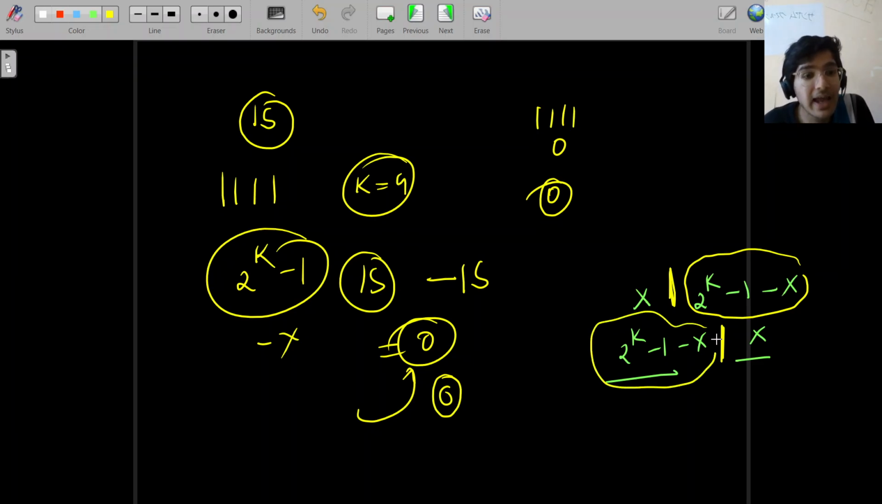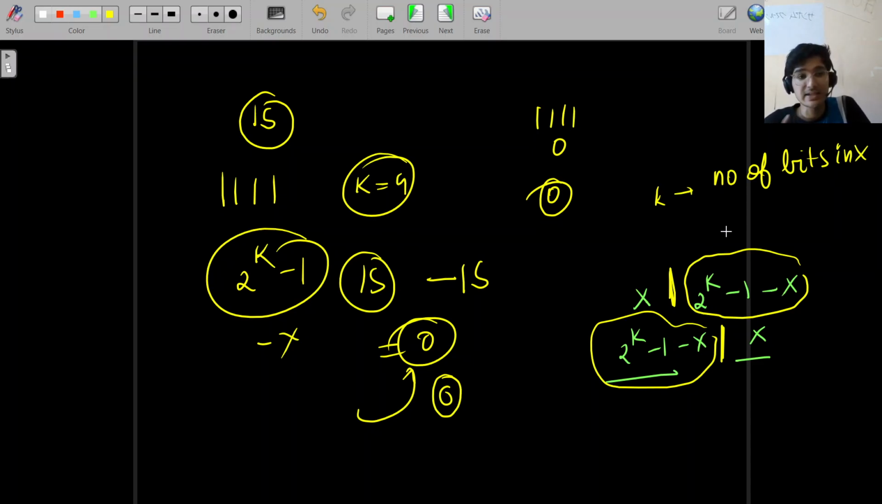We have to find this k, and how to find this k? K is nothing but the number of bits in x. That's what I explained, right? See, this property, the AND is zero, always holds when x is less than 2 power k. You can try to check it out. It will always hold.